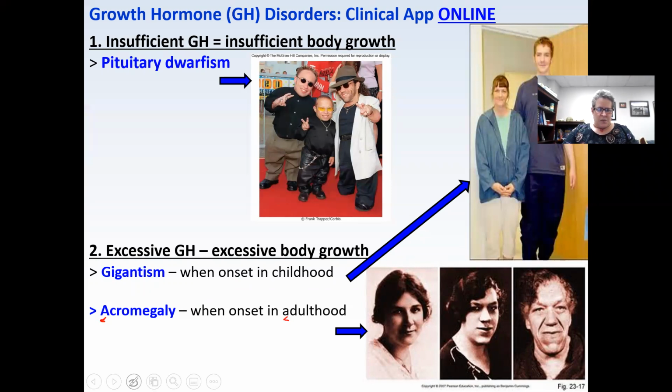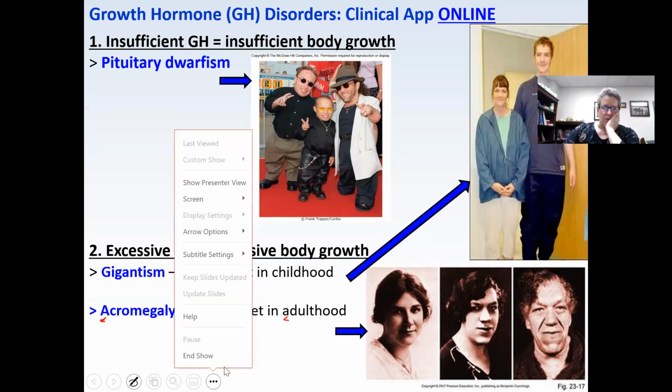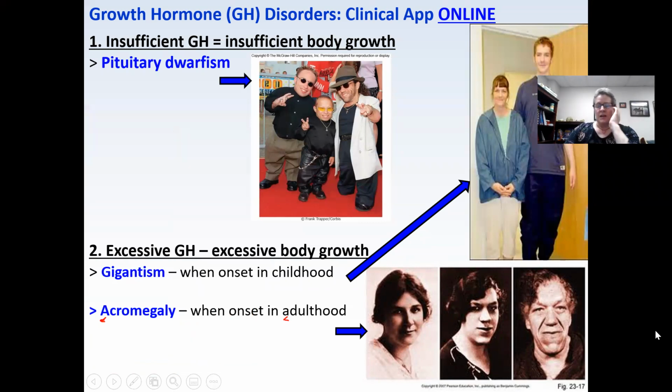Now, you might think that this is cool, right? That this would be a good thing to have, but it isn't. The problem with excess growth is that you put incredible stress on your joints, especially when you're a growing child and your joints have not matured yet. You could do permanent damage to your joints. And when it's acromegaly, you have probably already reached your growth milestones. You might get taller, but what seems to happen is the bones thicken.